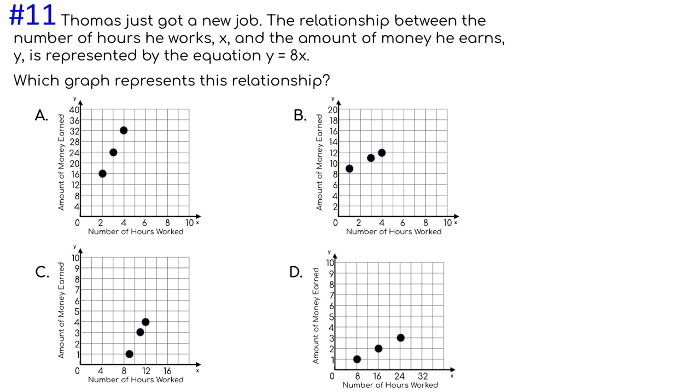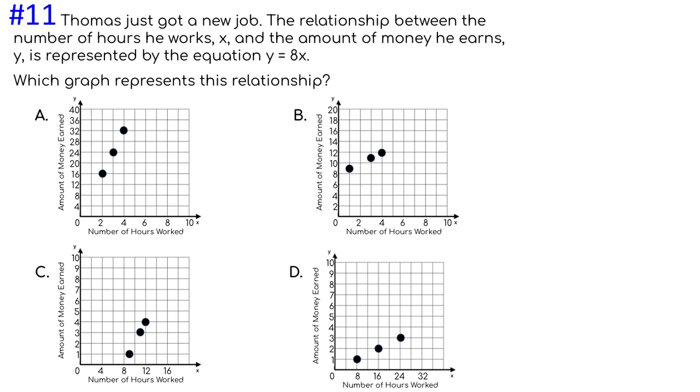Unit 9, Mixed Review, number 11. Thomas just got a new job. The relationship between the number of hours he works, x, and the amount of money he earns, y, is represented by the equation y equals 8x. Which graph represents this relationship?